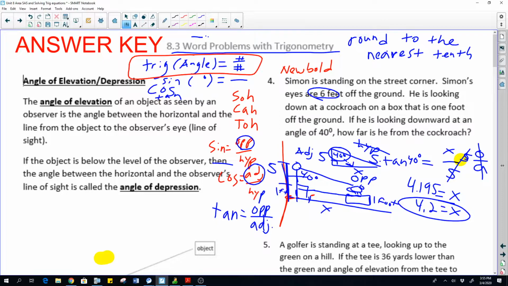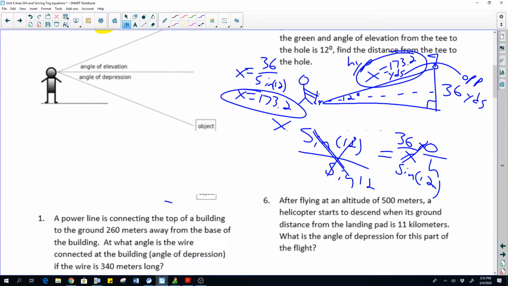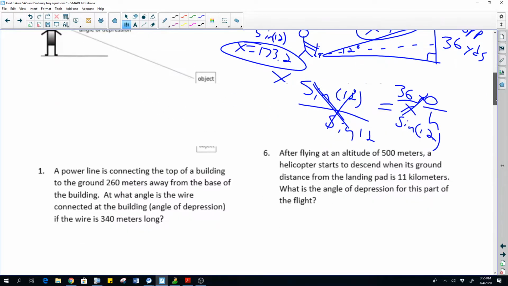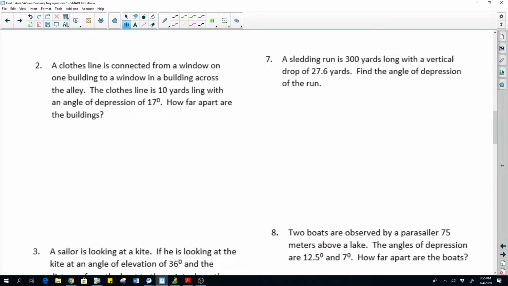There we go. Okay. So let's try, let's see. Maybe number 2, 8, 11, last one. Okay, so let's try number 2 first. A clothesline is connected from a window on one building to a window in a building across the alley. The clothesline is 10 yards with an angle of depression of 17 degrees. How far apart are the buildings?